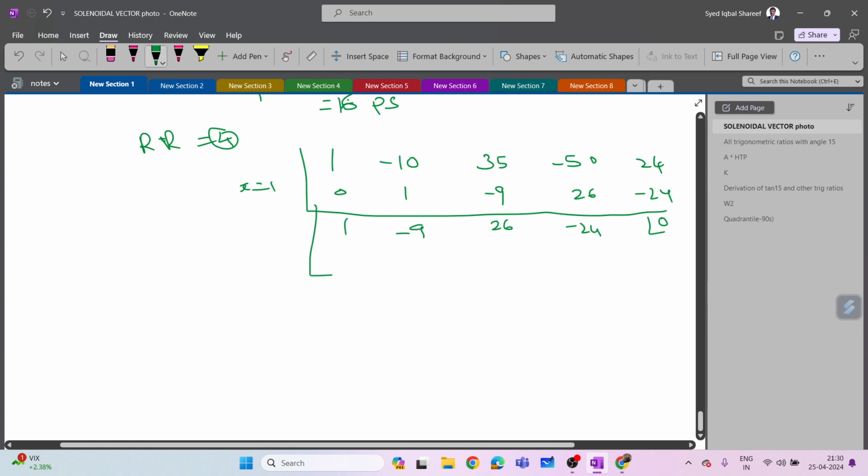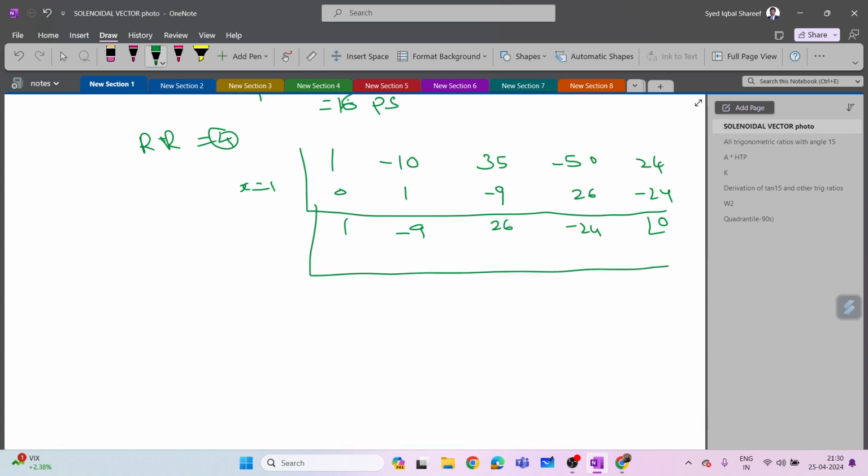Again we have to go. x equal to 1 we have taken. I will take x equal to 2. 1 times 1 plus 0 is 1. 2 times 1 is 2. So minus 9 plus 2 is minus 7. 2 times 7 is 14, minus 14. So this is 12 plus 12. 2 times 12 is 24. Plus 24 minus 24 gone.